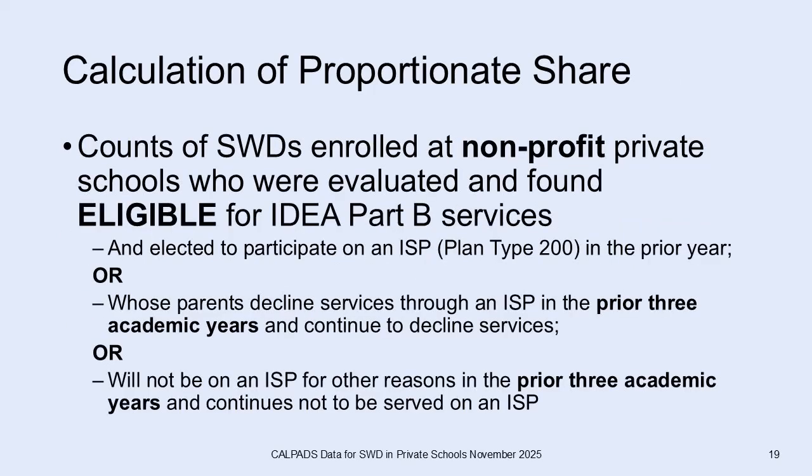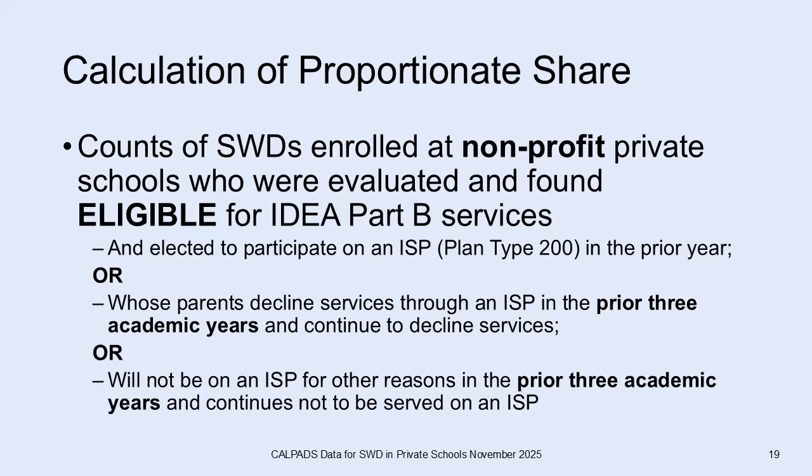All right, so for the calculation of proportionate share, we need counts of students with disabilities enrolled at nonprofit private schools who were evaluated and found eligible in 3 different categories. First, they were found eligible and they elect to participate on an individualized service plan, or whose parents declined services through an ISP in the prior 3 years. Okay, and they're still declining services.